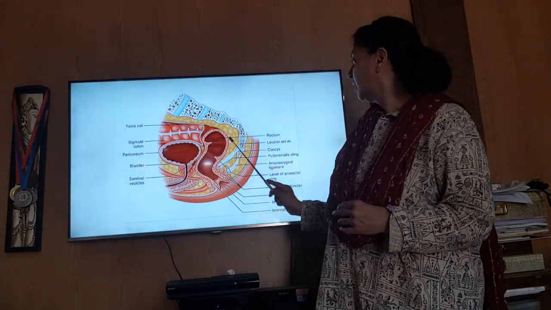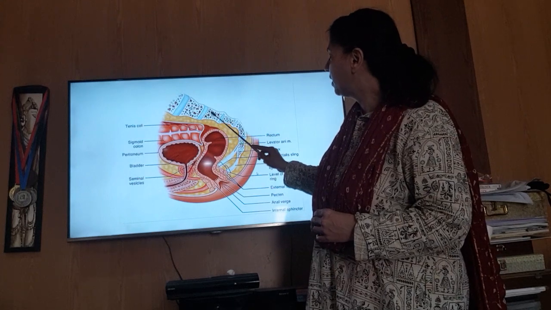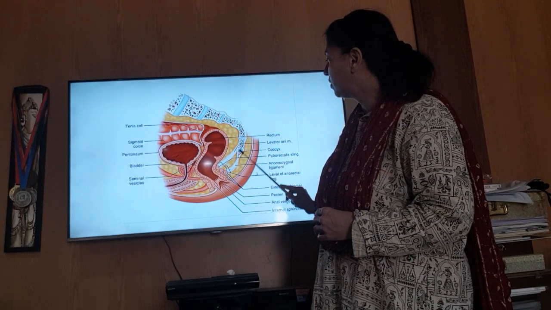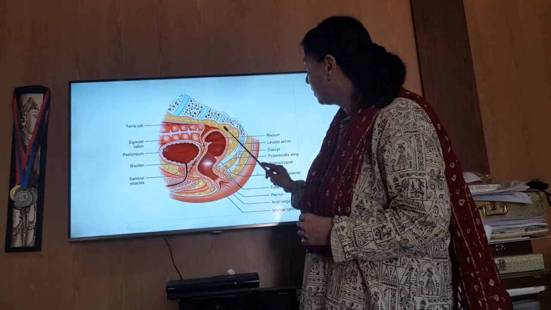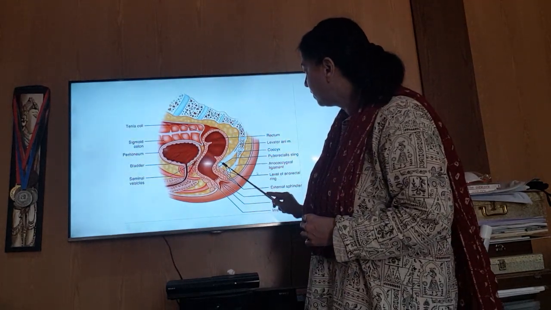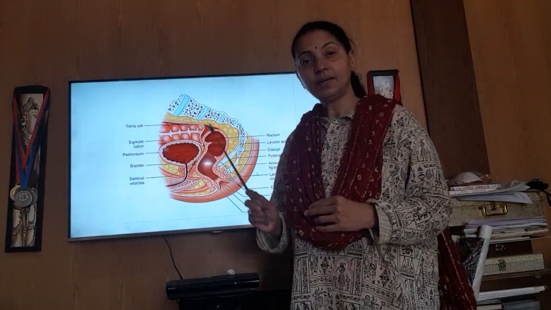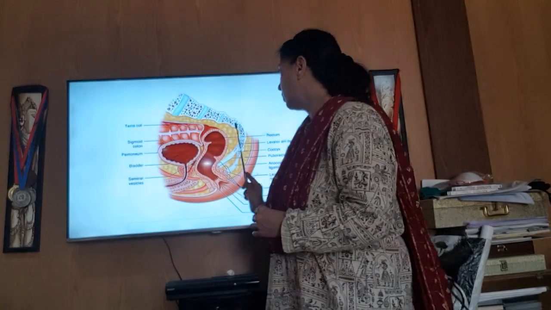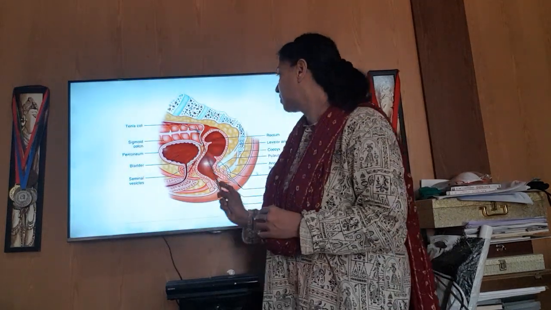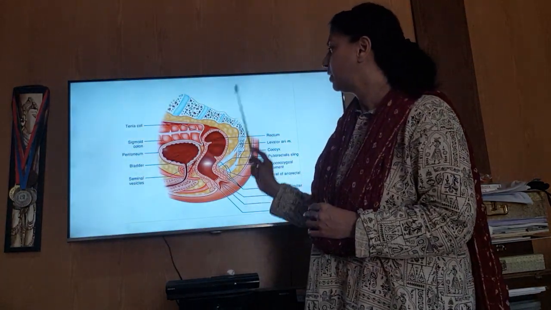Posteriorly, what is present? You can see very clearly, posteriorly it is related to sacrum, coccyx. And you can see this intervening fat, you can see the ligaments here. And apart from this, the muscles which are forming the pelvic floor, they are also having attachment to these bones. So piriformis, coccygeus, these muscles are also present posteriorly. So this was the posterior relation of rectum.